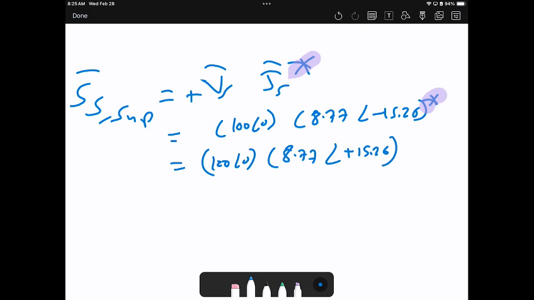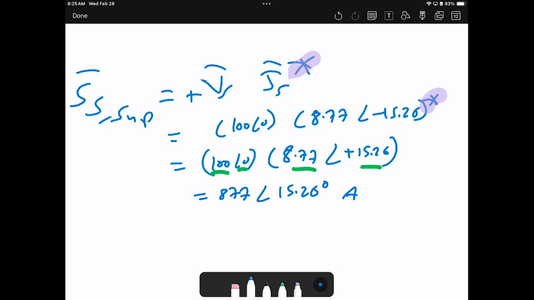Even with this one, I can do it easily without the need to put in the whole complex numbers. Basically, I can multiply the magnitudes together and sum the angles together. So 8.77 times 100 will be 877, angle 0 plus 15.26 degrees, volt amperes. Here I saved a lot of time rather than entering this in the calculator and spending too much time on it. So sometimes you need to try your best to make it as easy as possible.